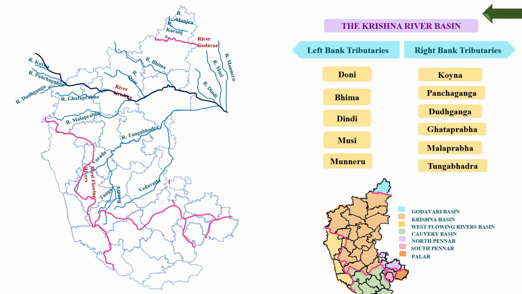A quick recap of all of this, the main river Krishna. We have 5 left bank tributaries: Doni, Bhima, Dindi, Musi, Munneru. We have 6 important right bank tributaries. They are Koina, Panchganga and Dudhganga. Next 3 important in Karnataka are Malaprabha, Ghataprabha and Tungabhadra. Ghataprabha has Gokak Falls, Malaprabha joins near Kudal Sangama. Tungabhadra itself has 2 important tributaries, Varda and Vedavati. This is about the river structure of Krishna Basin.